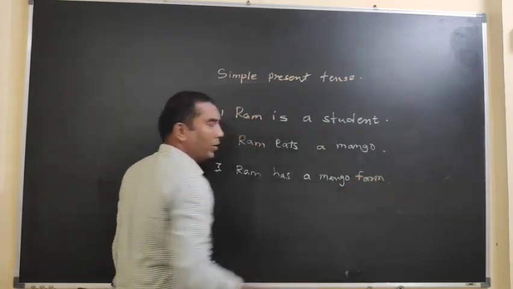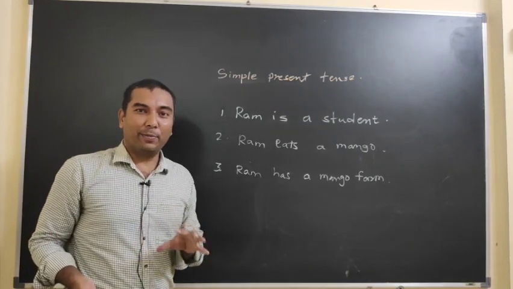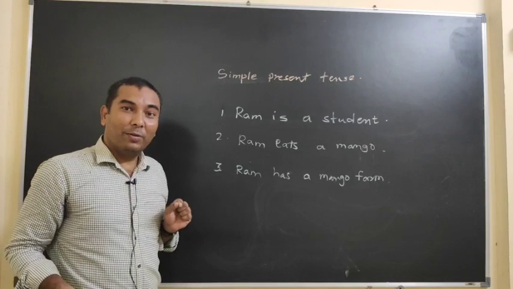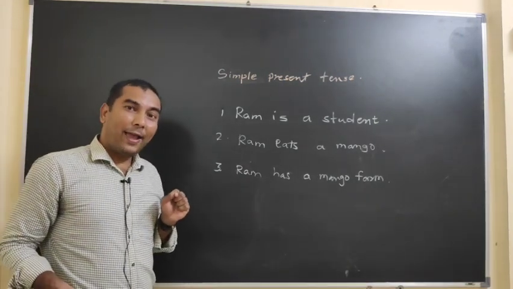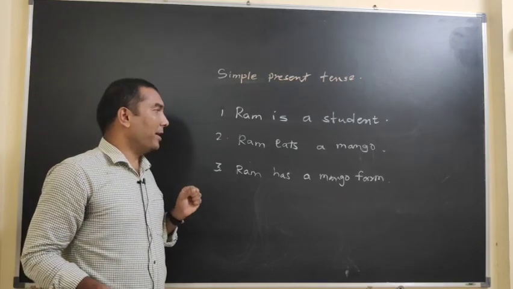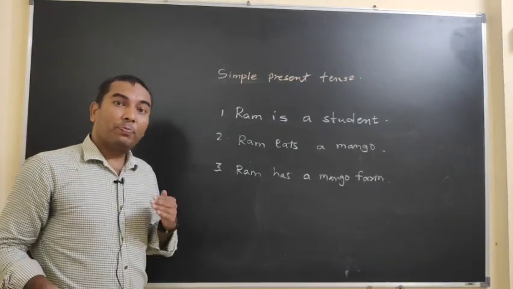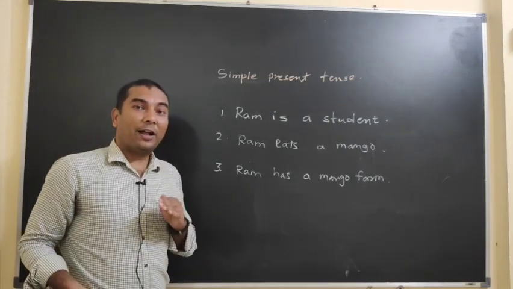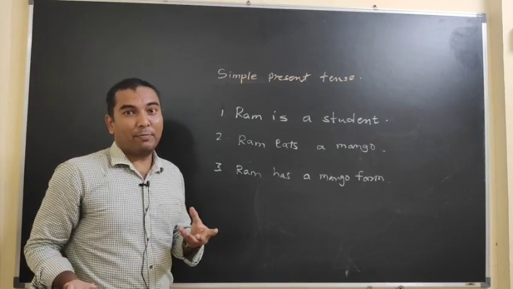Have you understood? Now what is important? I will give a concluding remark. Ram is a student: it is a condition of a present time. Ram eats a mango: it is an action which is done by Ram in a present time. And Ram has a mango farm: Ram's possession has been shown in the third example. In other words, Ram possesses a mango farm.